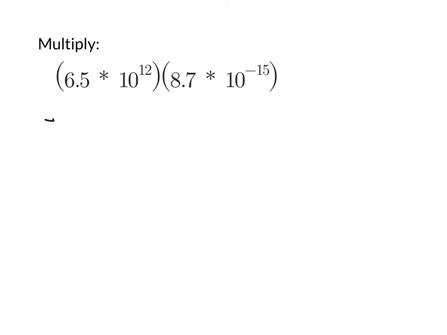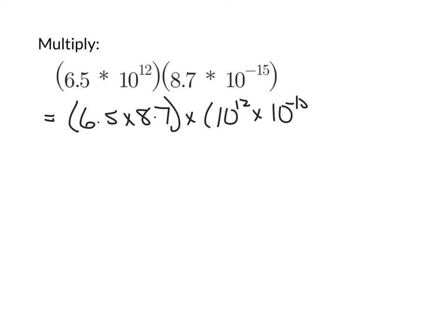So let's try that one more time. If we want to multiply together 6.5 times 10 to the 12th times 8.7 times 10 to the negative 15th. What we're going to do first is to multiply together the 6.5 times 8.7. Then take the 10 to the 12th times 10 to the negative 15th. When we do that, 6.5 times 8.7 is 56.55. When we multiply together those powers of 10, we keep the base the same and add the powers. 12 plus negative 15, that's the same as 12 minus 15, is negative 3.